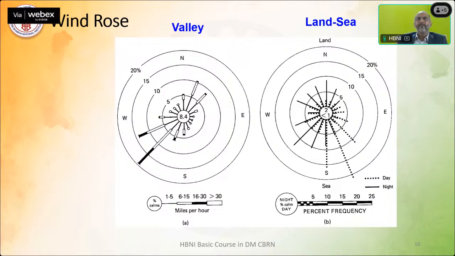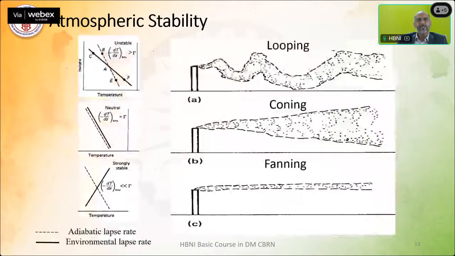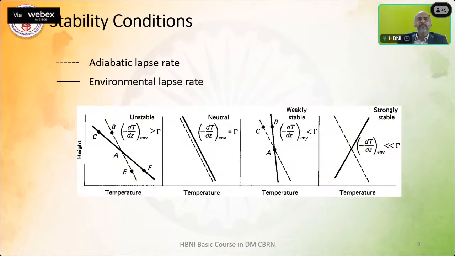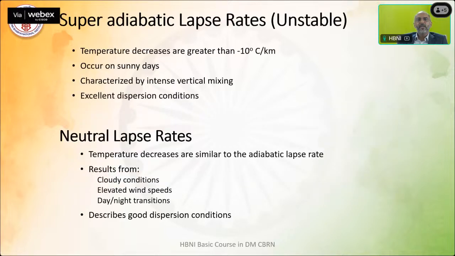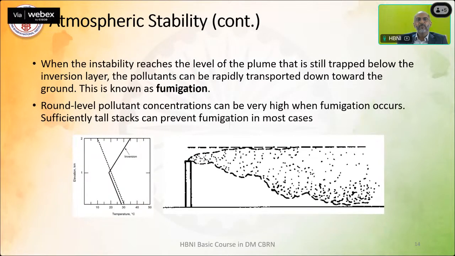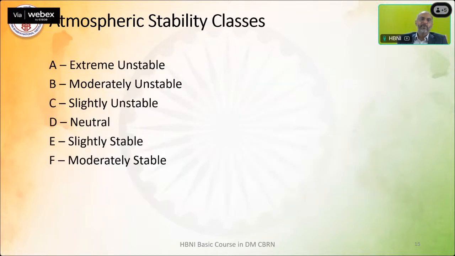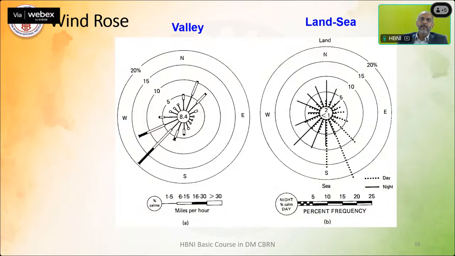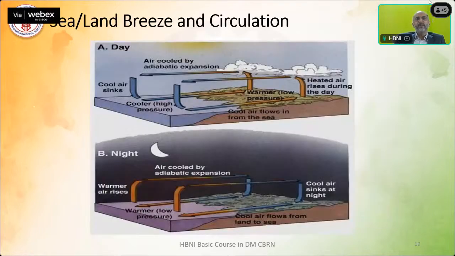So I was just discussing the basis on which the dispersion models are constructed. I was taking all of you through the stability, how the stability class is actually defined, what its impact is on the type of dispersion it can create, and how this is going to dictate the overall dispersion and the consequence of any releases. And I was talking about the adiabatic expansion.